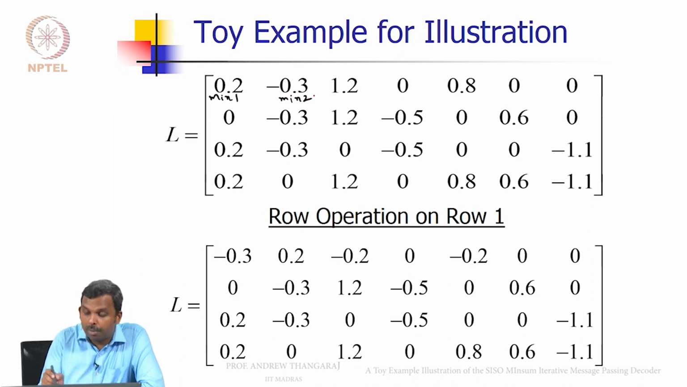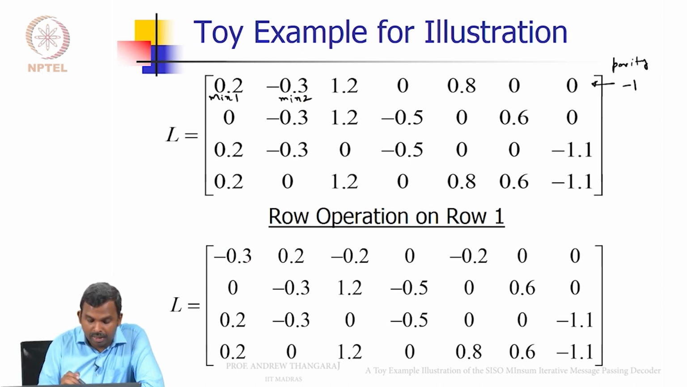And what is the overall parity? Overall parity is minus 1. Okay, if you take the product of the signs, the first one is positive, negative, positive, positive. So, if you multiply the signs, you get minus 1, which means you have to flip the signs. Okay. So, in the least position, you put the next min 2, but you put minus. Why? Because you have to flip the signs.